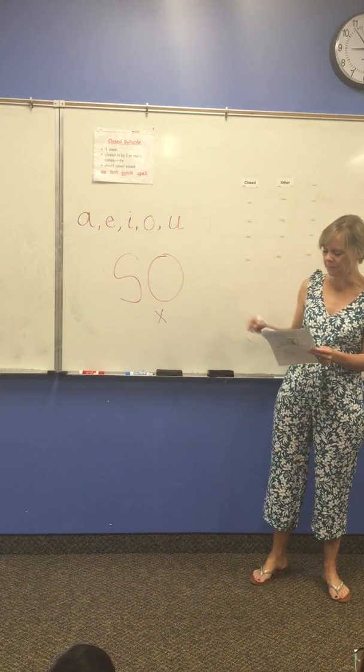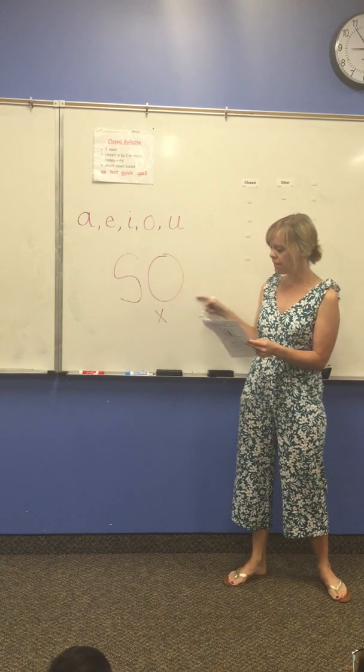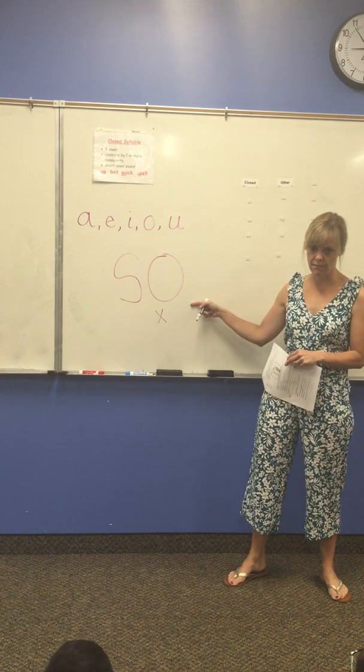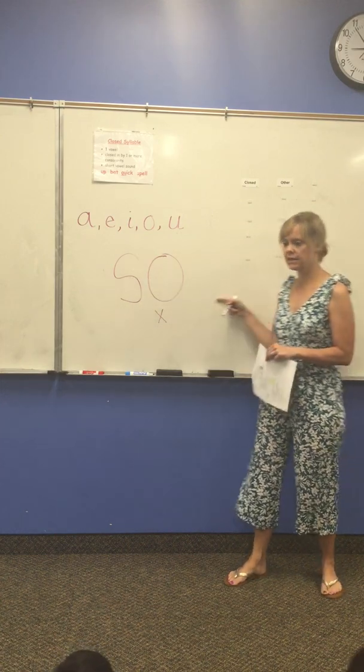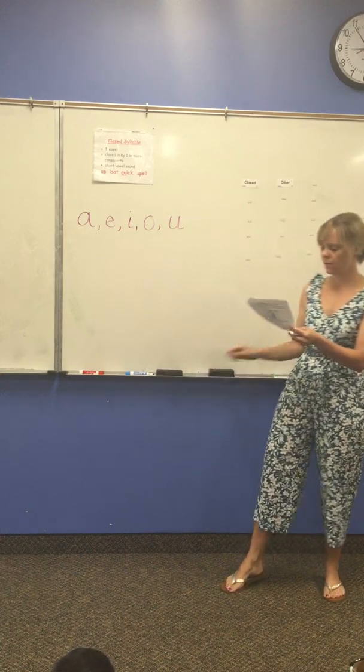I tried tricking you. A closed syllable has only one vowel, and the vowel must be closed in at the end by a consonant, right? Doesn't matter if there's anything here, it's at the end. This is not a closed syllable. We're not even going to bother reading it.